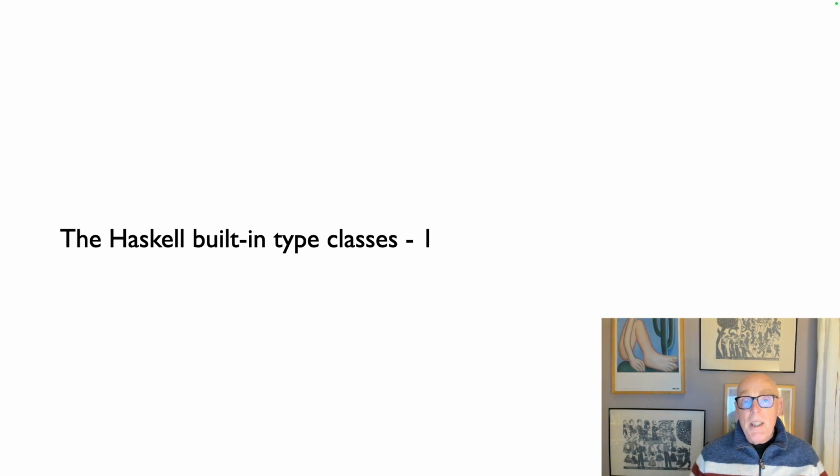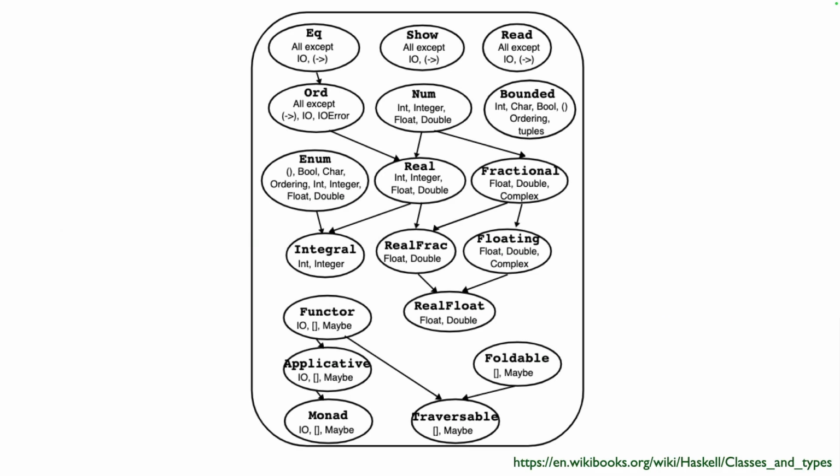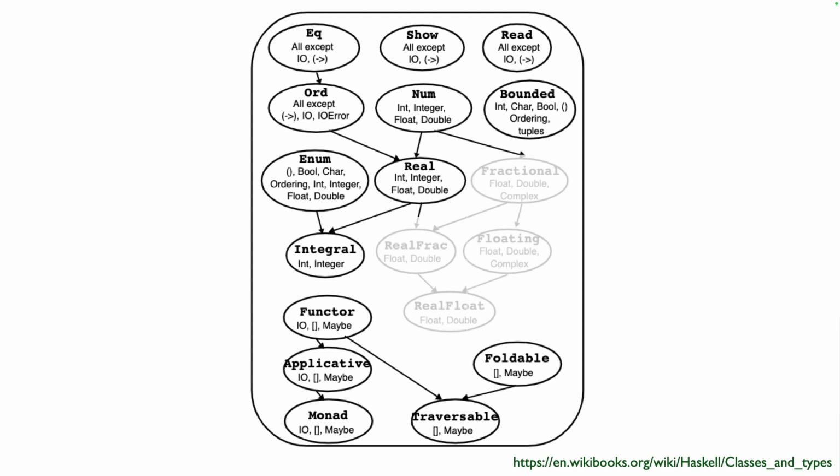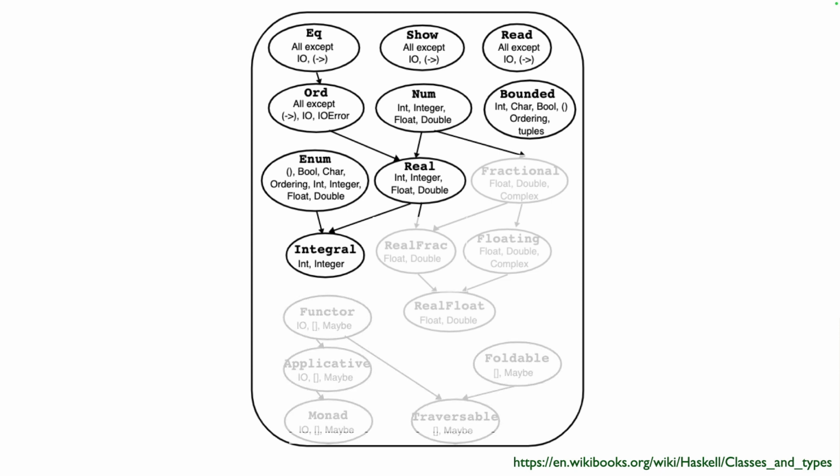In this segment, we'll take our first look at the built-in type classes and their instances. Here's a diagram from the wikibook about Haskell that tries to cram in all the type classes. Now, I'm going to omit some because they're not really central to what I want to talk about in this course. They're ones to do with fractional numbers. And I'm going to postpone talking about some others until another segment in a couple of weeks' time.